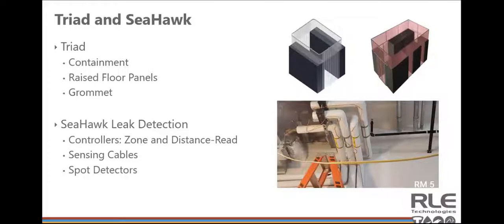Our C-Hawk lineup focuses mainly on detection of leaks. So that includes liquid sense cable, zone, and distance read controllers, spot detectors, and things that help you detect a leak. So cable types, so on and so forth. And that's everything from small residence to large commercial buildings.